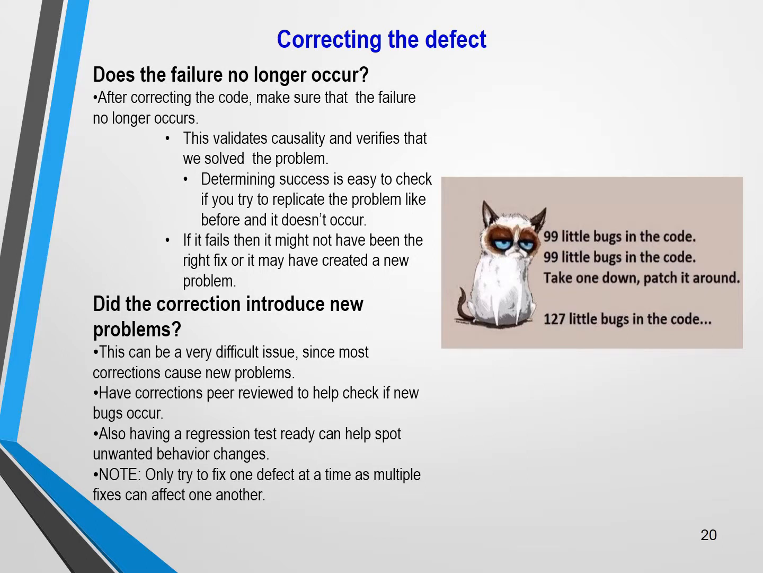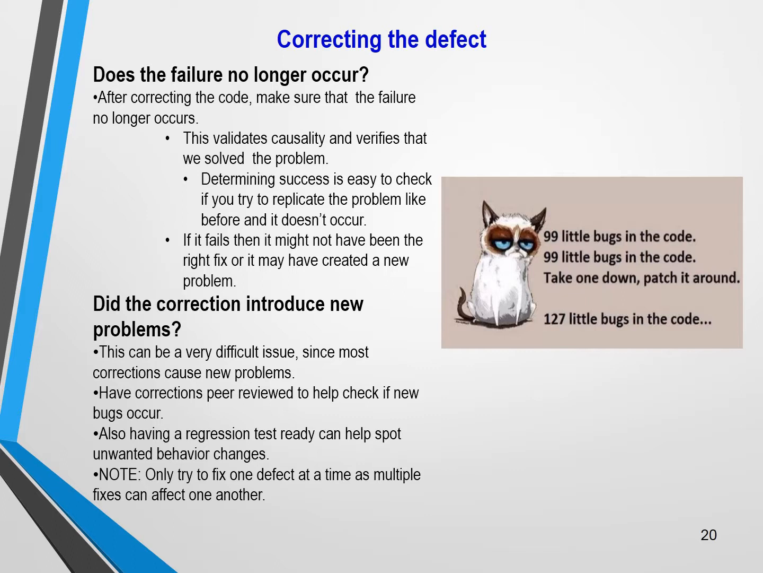Correcting the defect. Does the failure no longer occur? After correcting the code, make sure that the failure no longer occurs. This validates causality and verifies that we solved the problem. Determining success is easy to check if you try to replicate the problem like before and it doesn't occur. If it fails, then it might not have been the right fix, or it may have created a new problem.